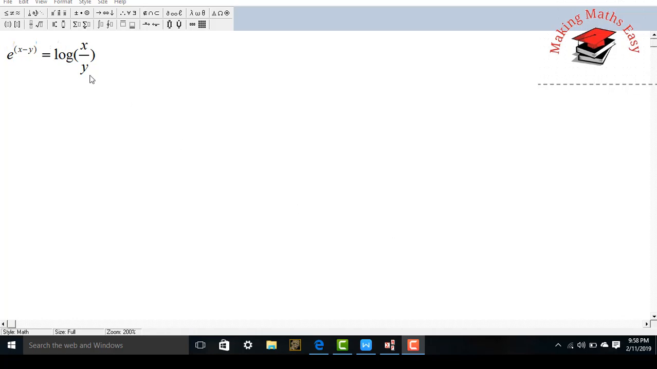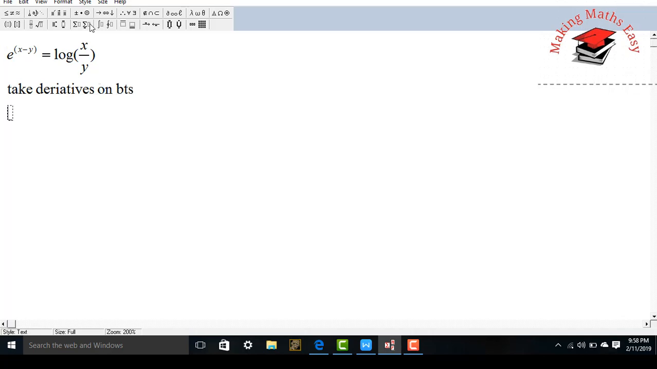We have the following function: e raised to x minus y is equal to log of x divided by y. In an implicit function, the function of x comma y is always equal to 0. So let us consider a particular function as an implicit function, f of x comma y is equal to 0. The first step is to take the derivative on both sides.